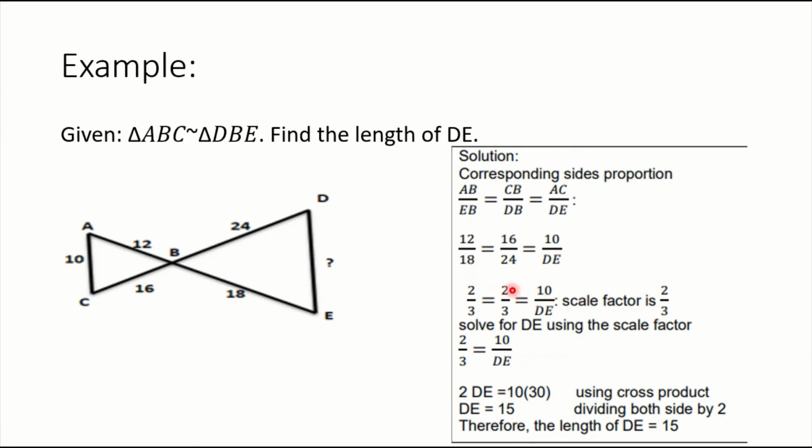So, you just have to get 2/3. Kahit di mo nakuha yung isa pang 2/3 kasi 2/3 din naman siya. Solve for DE using the scale factor. 2/3 is equal to 10 over DE. By cross multiplication or means extremes product law, 2DE is equal to 10 times 3. 10 times 3, rather, wala siyang 0 dito ha. Dapat wala yan. So, 10 times 3 is 30 divided by 2, that is 15. Okay, so therefore, the value of DE is 15.